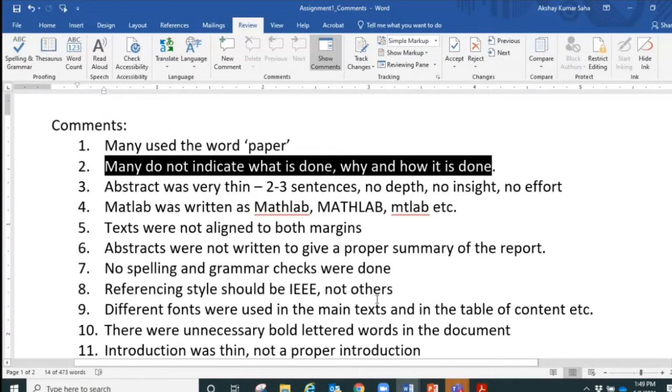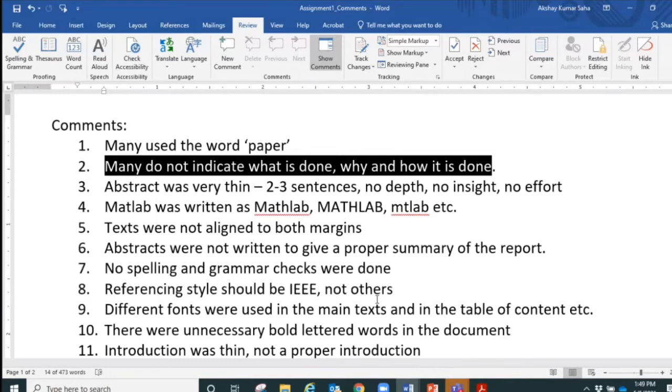In many reports, it was not indicated what you have done, why, and how. Some wrote, not everyone, like I mentioned earlier, not everything on this Word file belongs to one single report. It's a combination of all. Many did not write that they have done the load flow studies, why the load flow studies have been done, to learn what is needed to be mentioned, how it is done.